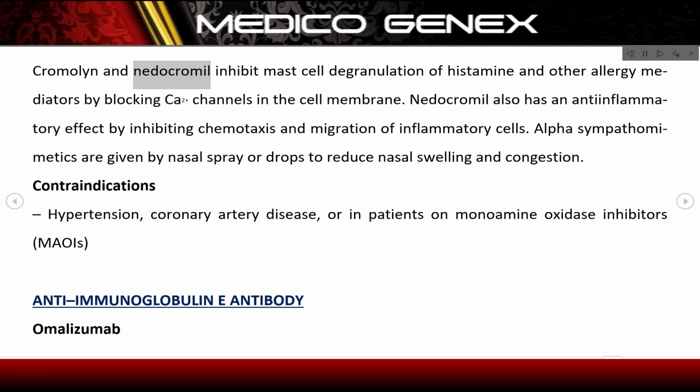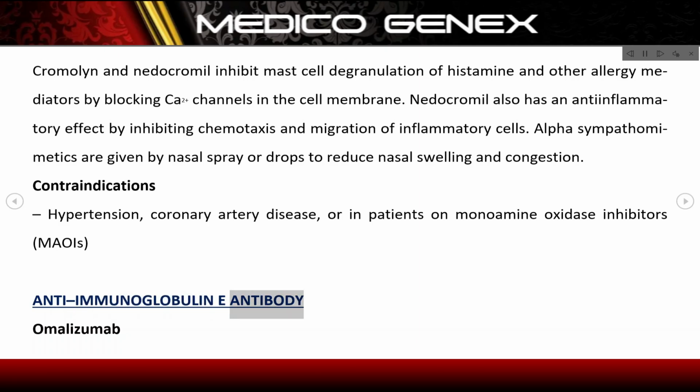Cromolyn and nedocromil inhibit mast cell degranulation of histamine and other allergy mediators by blocking Ca2+ channels in the cell membrane. Nedocromil also has an anti-inflammatory effect by inhibiting chemotaxis and migration of inflammatory cells. Alpha sympathomimetics are given by nasal spray or drops to reduce nasal swelling and congestion. Contraindications: hypertension, coronary artery disease, or in patients on monoamine oxidase inhibitors, MAOIs.